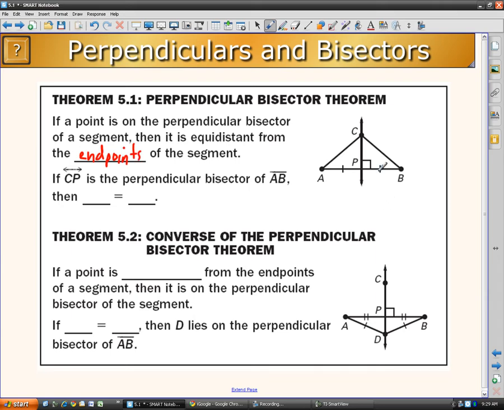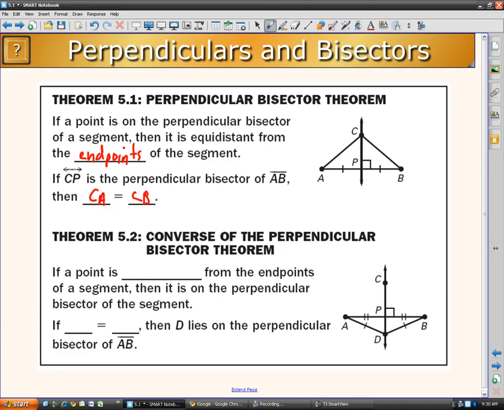So we're basically saying this segment right here is the perpendicular bisector. You can see that it's perpendicular bisecting the segment AB. It's perpendicular, a right angle, and bisecting, cutting into 2 equal pieces. Then we know that the segments out here are going to be equidistant, they're going to be the same length. So CA will be equal to CB.